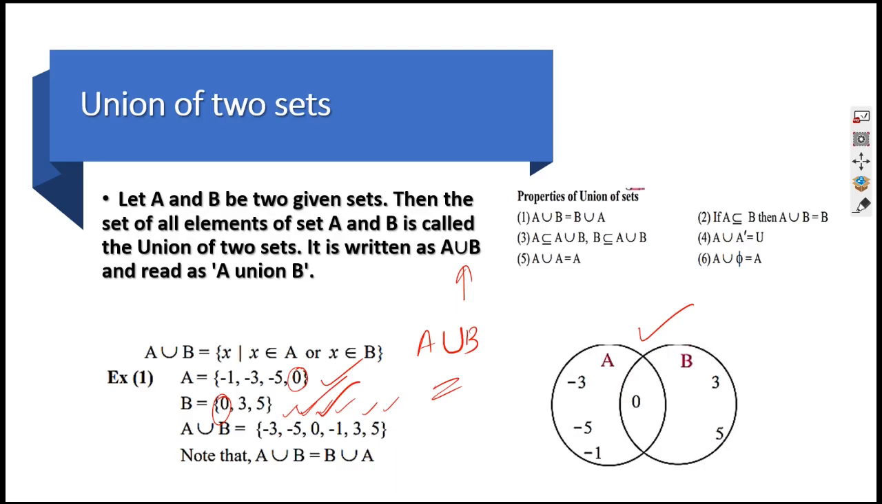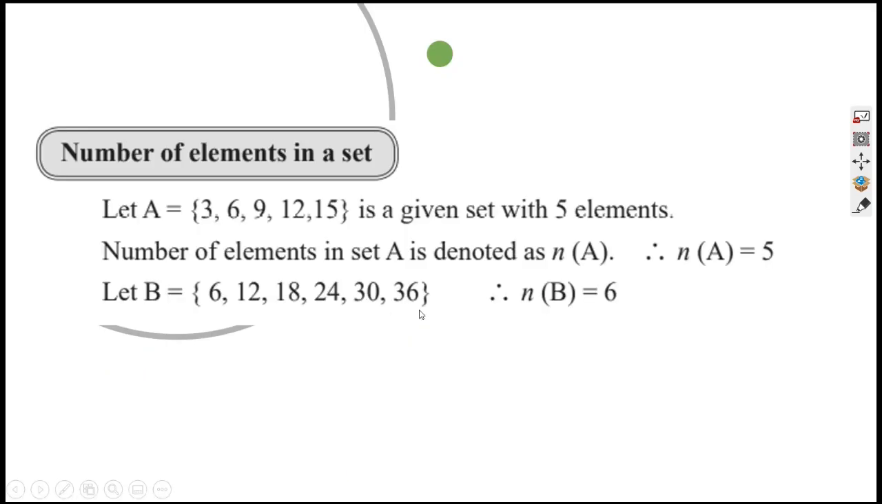A union A dash, I told you earlier, A with A complement, both together will make the universal set. That means the union of A and A complement will be the universal set. So the concept should be clear. Sets start in this class, 9th standard, and interestingly sets end over here.